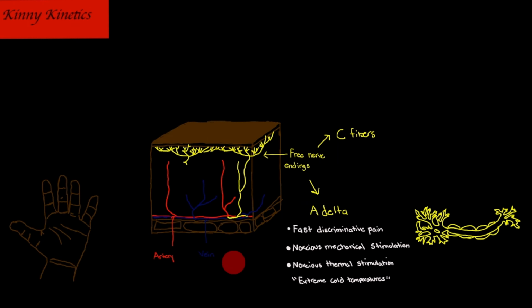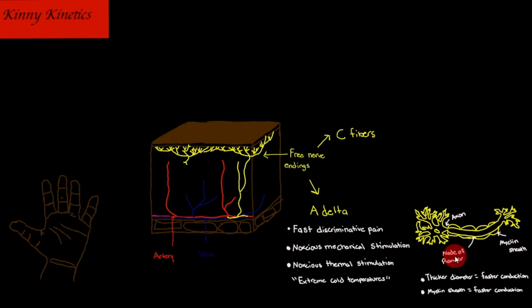Let's take a look at an A delta nerve fiber. Here we have the axon of the nerve, as well as the myelin sheath surrounding the nerve. And between the myelin sheath are the nodes of Ranvier. The myelin sheath helps increase the speed of the signal as it jumps from one node of Ranvier to another. A delta nerve fibers have a thicker diameter, which increases their conduction speed, and they are also covered with the myelin sheath, which again helps to increase their conduction speed.